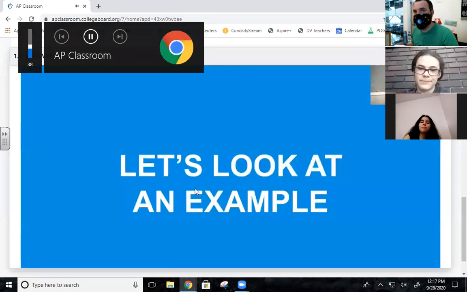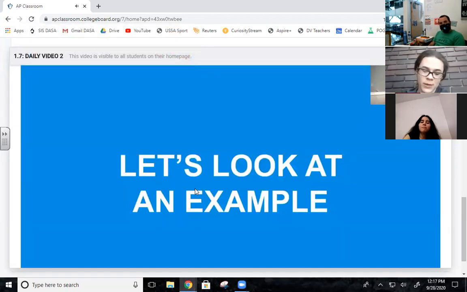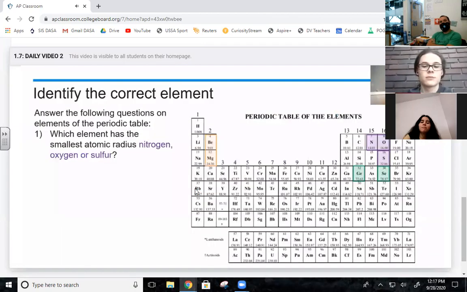In the last video, we looked at different trends of the periodic table and reviewed why those trends occur. And so now we're going to take a look at some example questions. For the first question, it asks, which element has the smallest atomic radius, nitrogen, oxygen, or sulfur?